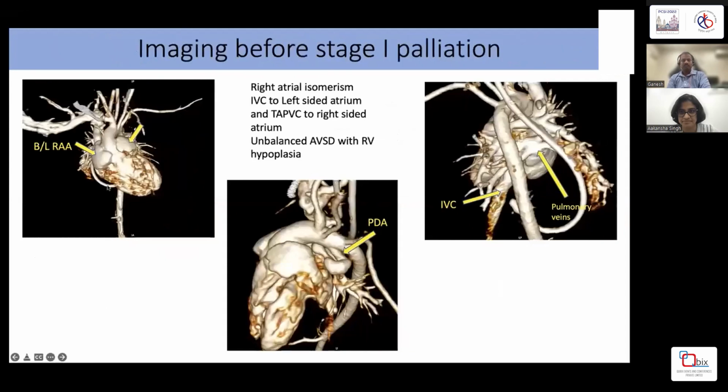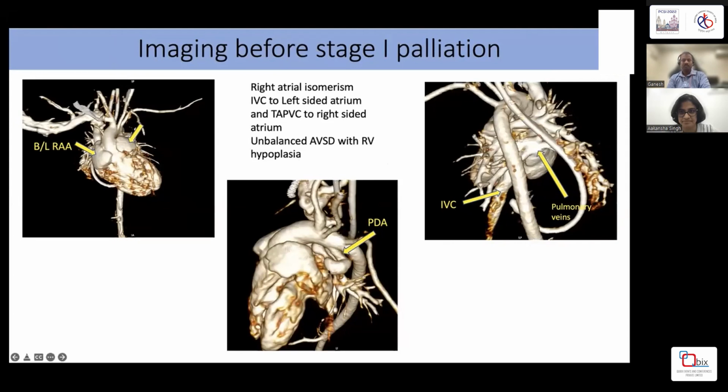This is a patient with right atrial isomerism. You can see bilateral right atrial appendage morphology. This patient also had the pulmonary veins form a confluence which drained into the right-sided atrium. The inferior vena cava was draining into the left-sided atrium. The anatomy was unbalanced AV septal defect with RV hypoplasia.